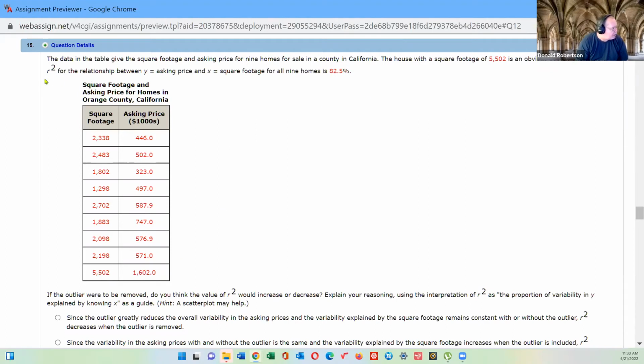The value of R squared in this relationship was 82.5% when you used the outlier. Suppose the outlier disappears. What is the effect on the R squared value? So I'm going to try and show you what's going on here on the whiteboard. It's a very visual kind of situation.